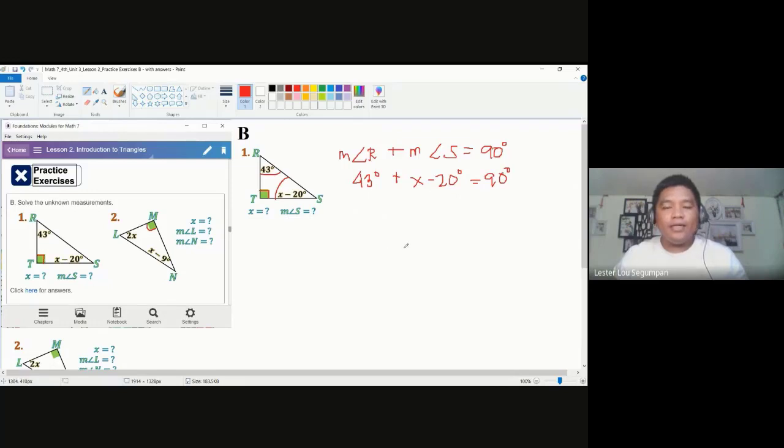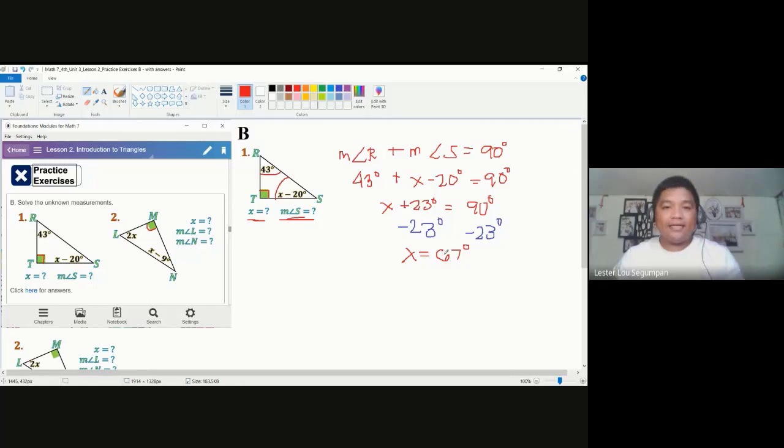Our goal here is to solve for the value of x so that we could also give the equivalent value for the measurement of angle S. So to do that, we continue: x plus 43 minus 20 is plus 23 degrees, equal to 90 degrees. And then subtract both sides by 23 degrees. So we have x is equal to 90 minus 23 degrees, which is equal to 67 degrees. This should be the value of x.